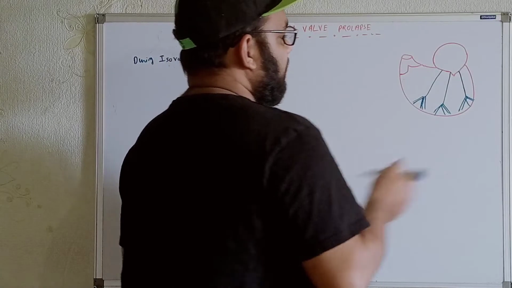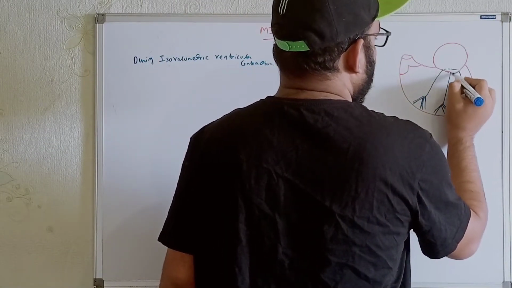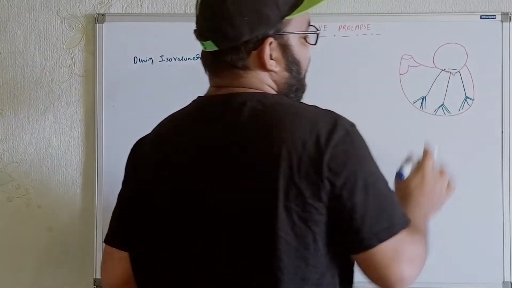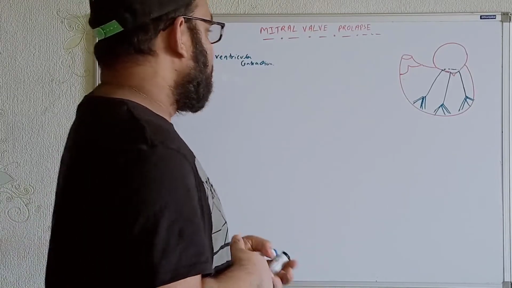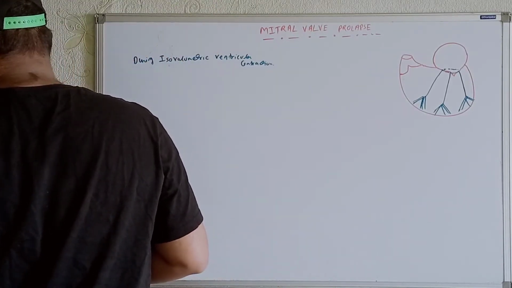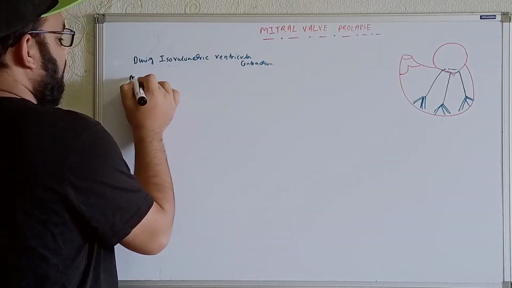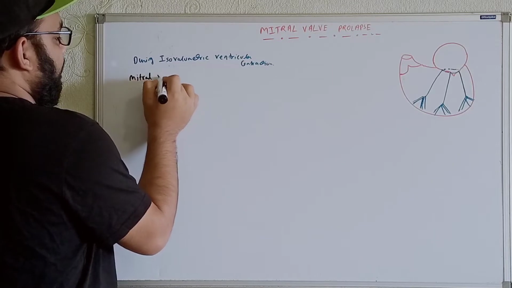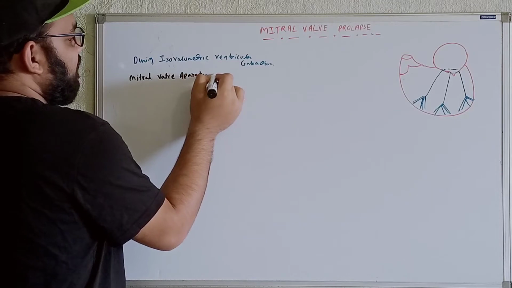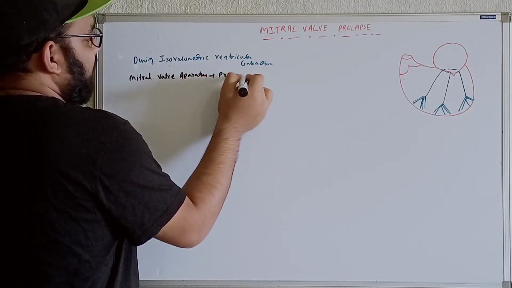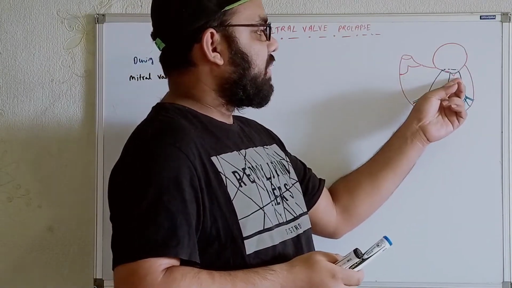Along with that, as we know, within the mitral valve we'll get the fibrous annulus ring, on which we'll get the two leaflets, the anterior leaflet and the posterior leaflet. Those are attached. So this mitral valve apparatus will prevent the backflow, or you can say, prevent the bulging.